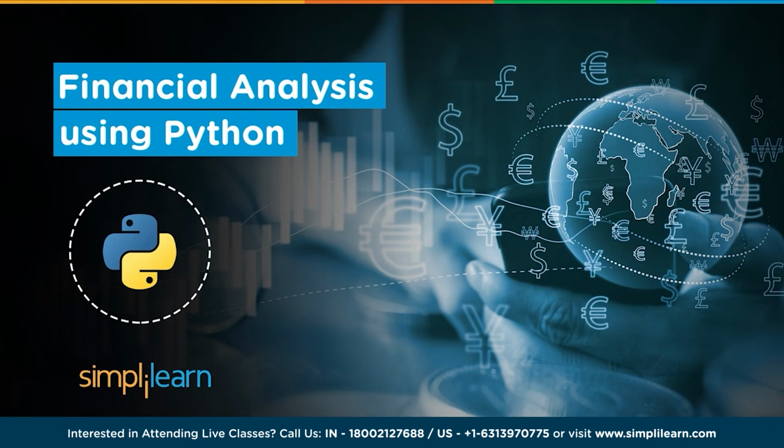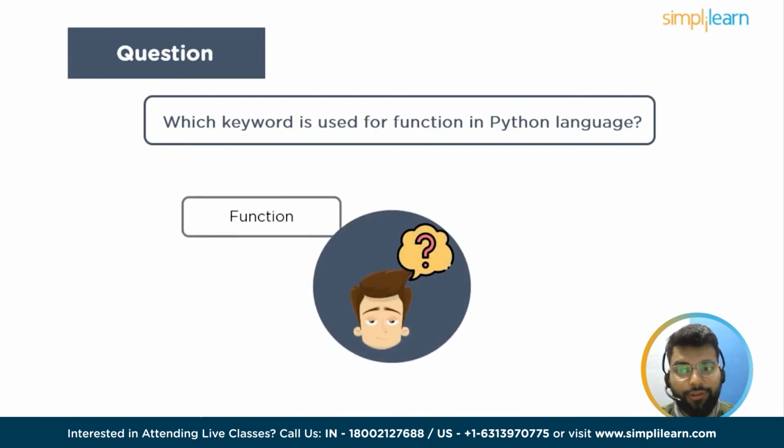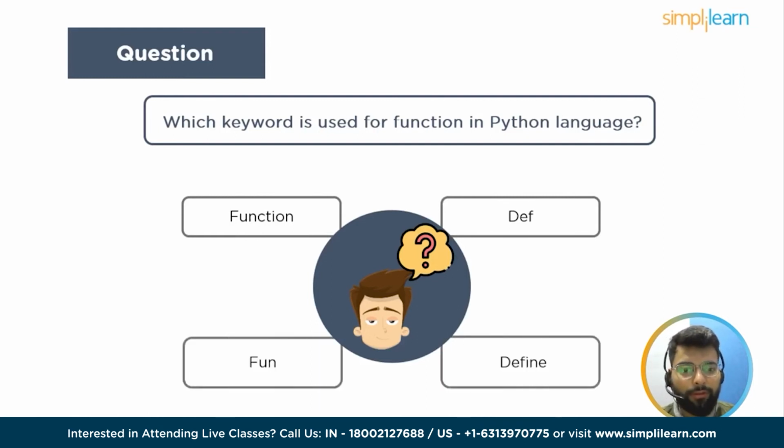And let us have a simple quiz question to brush up on our knowledge. Your question is, which keyword is used for function in Python language? Your options are: first, function; second, def; third, fun; or fourth, define. You can pause the video, give it a thought, and answer in the comment section below. And we will update the correct answer in the pinned comment.